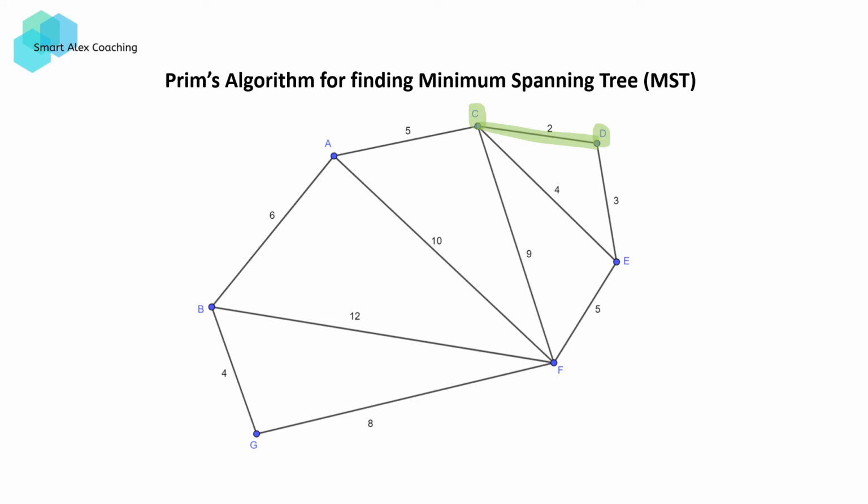And we're going to repeat the process, identifying all the other edges connected to vertices C and D. There are CA, CE, CF, as well as DE. We compare the weights again, 5, 9, 4, and 3. 3 is the minimum. So next we're going to include edge DE into our tree.